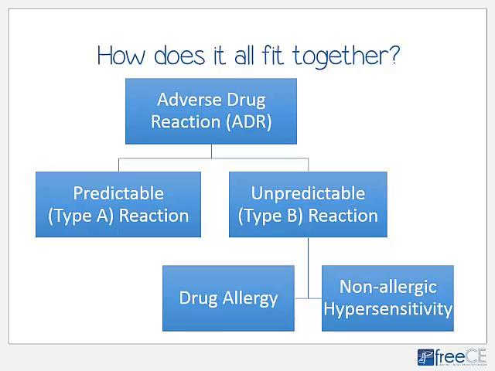The unpredictable or type B reactions are a little bit different. These are independent of the dose, and they're only going to occur in a small set of patients. And they have signs and symptoms that are actually different from what's expected pharmacologically with the drug. We can't predict these. These are going to comprise the rest of all the ADRs, in the range of 10 to 15%. Then when you break down these unpredictable reactions, you get drug allergies or those non-allergic hypersensitivities. Of course, today we're going to talk about drug allergies, and I'll get into that next.